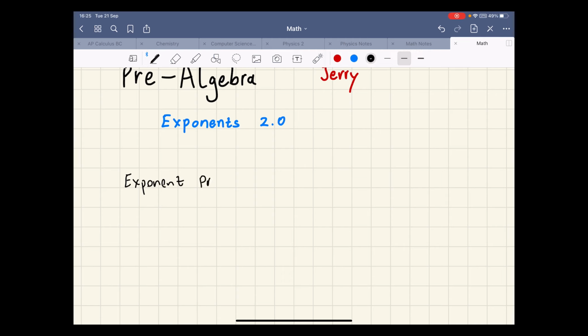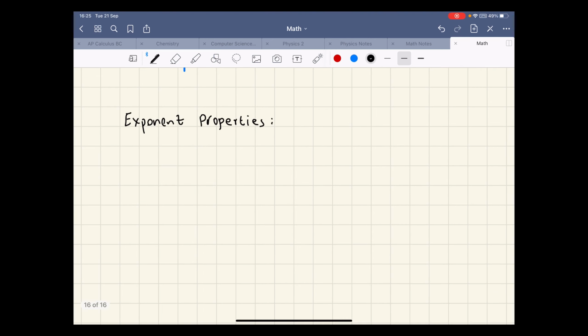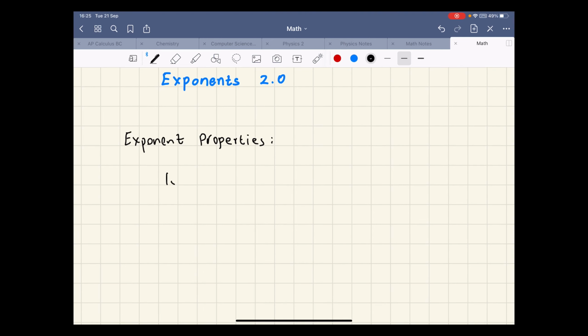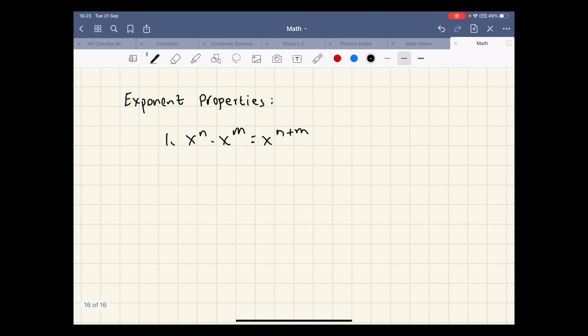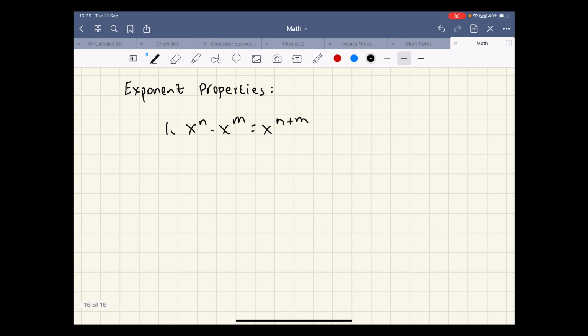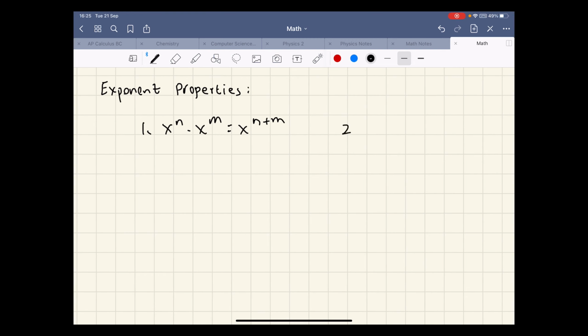These properties, you can just memorize them, because they're quite simple, so they're easy to memorize. So the first one is x to the power of n times x to the power of m equals x to the power of n plus m. So just remember, when they're multiplying, you can combine them and add them. An example would be 2 to the power of 3 times 2 to the power of 5. Well, it would just equal 2 to the power of 3 plus 5, which is 8.